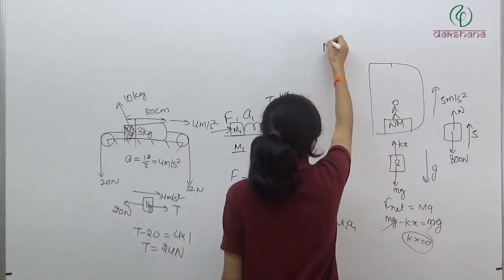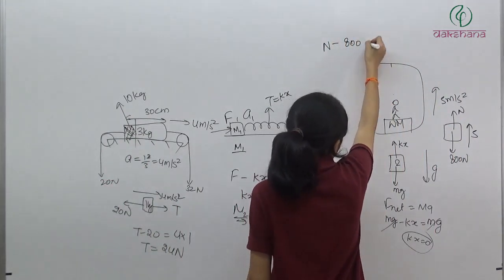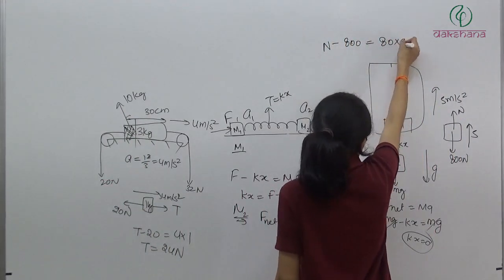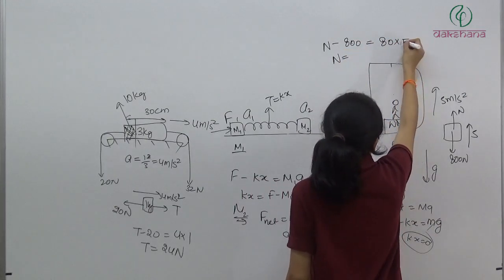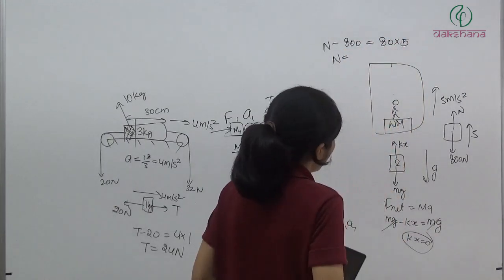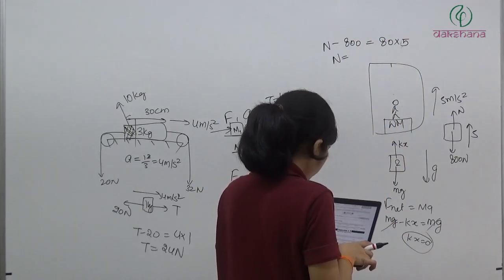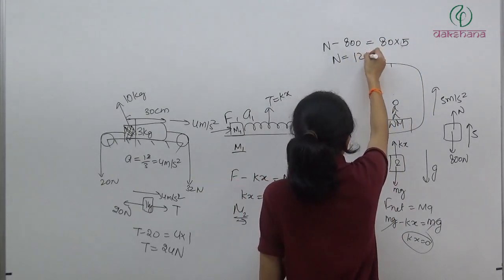So simply you can write N minus 800 is equal to mass into acceleration. So N is equal to आ जाएगा, N is equal to 1200 Newton.